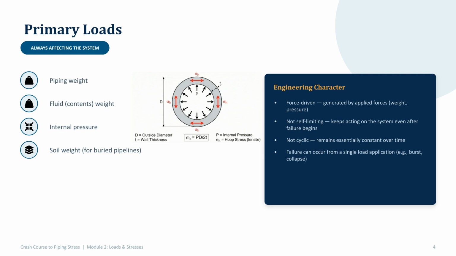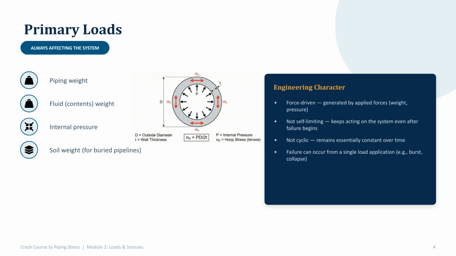Second, and this is important, they are not self-limiting. Imagine a heavy object sitting on a shelf. If the shelf starts to crack, does the weight on it get any lighter? No, it keeps pushing down just as hard, right up until the shelf breaks completely. That's exactly how primary loads behave. If the pipe starts to fail, the weight and pressure don't ease off. They keep acting at full strength, which is what makes primary load failures dangerous.